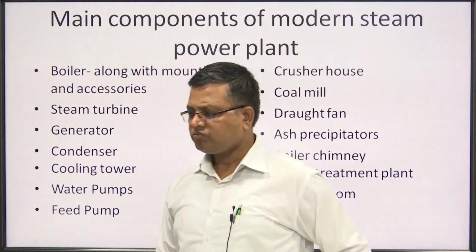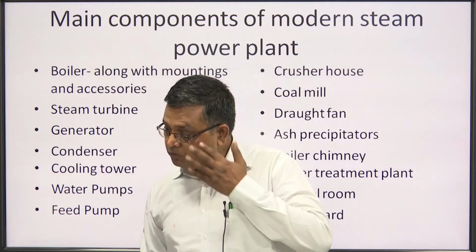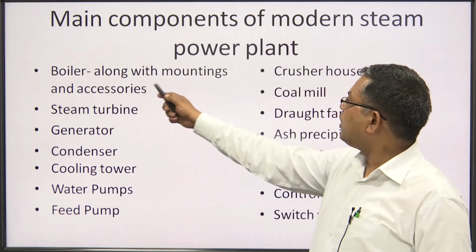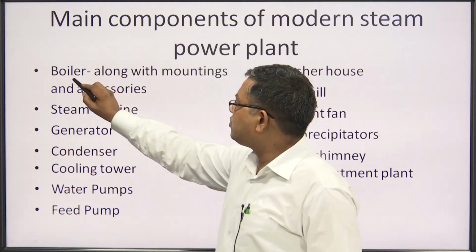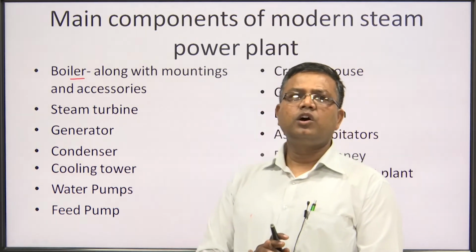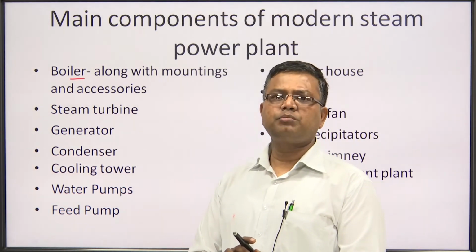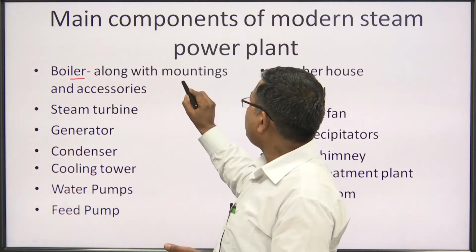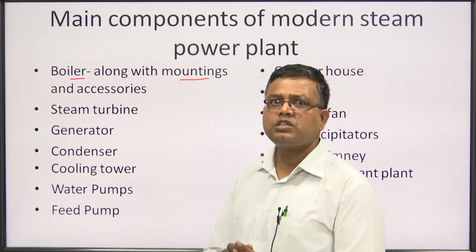Now what are the main components of a steam power plant, or sometimes a thermal power plant? The boiler, along with mountings and accessories. Today we are using high pressure boilers, or sometimes critical or supercritical boilers, along with mountings and accessories, right. What are mountings? Mountings are those fittings which are necessary for the safety of the boiler.